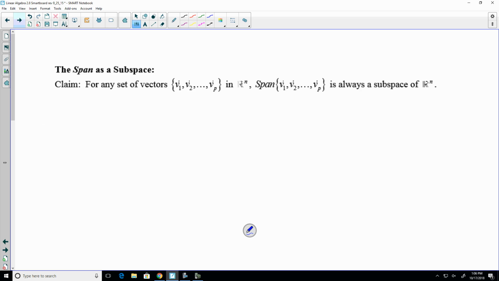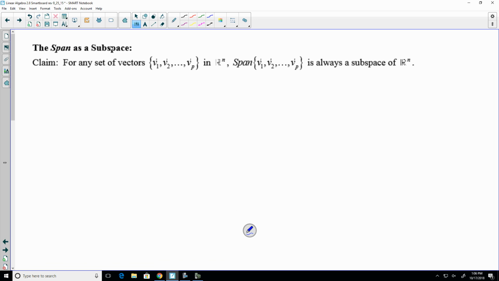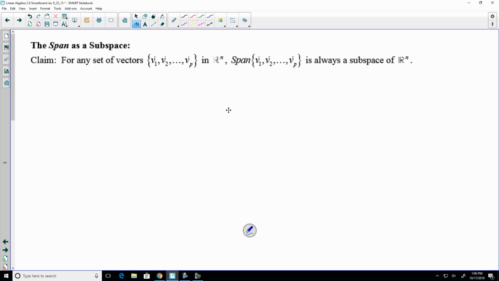Okay. For any set of vectors in Rn, if they're all the same size, then the span of those vectors is always a subspace. So the span of any set of vectors automatically is a subspace. Let's see if we can prove it.